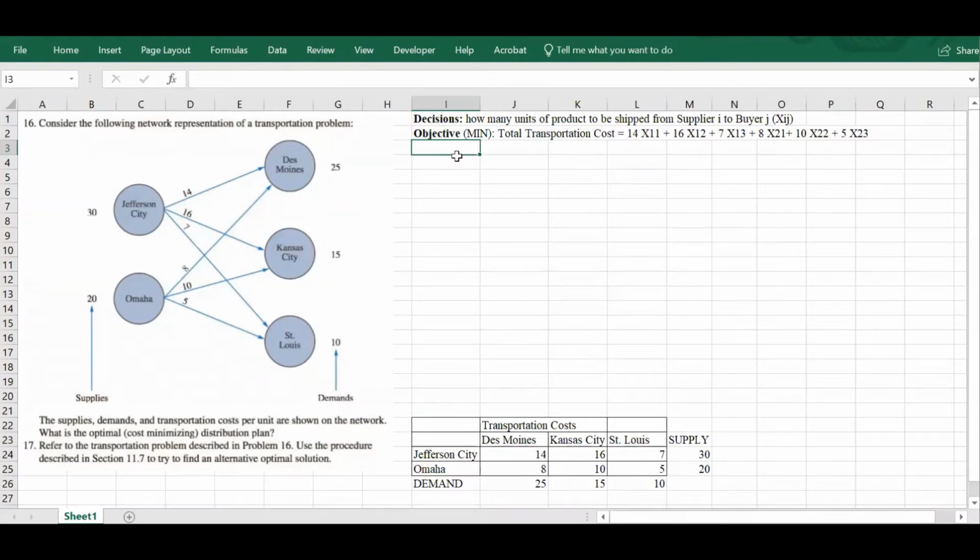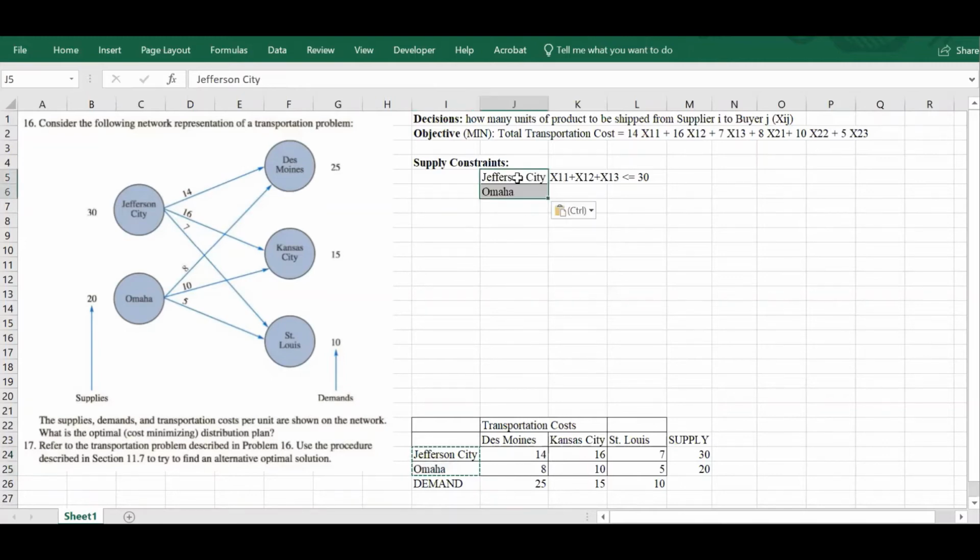Okay, so for the constraints, we have the typical supply and demand constraints. For the suppliers, we have the total amount shipped from the first supplier, Jefferson City: X11 plus X12 plus X13, all the units that are shipped from this one should be less than or equal to 30 units. All right, so that's for the first one.